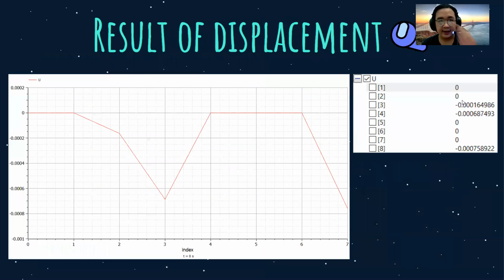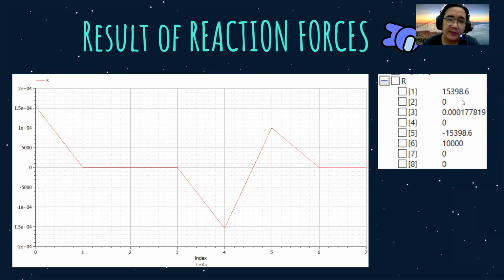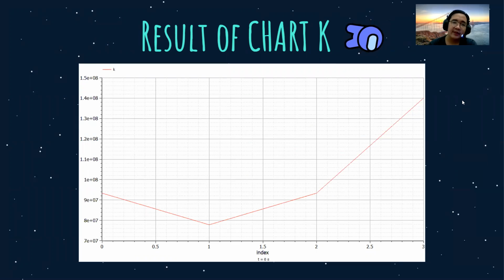The result that we have from OpenModelica is the graph of the displacement, like you can see in this picture. U means displacement. And then we have the graph of the reaction forces, or R, as you can see. Then we have the result graph of K, also known as the stiffness of the truss. As you can see, the graph is like that.